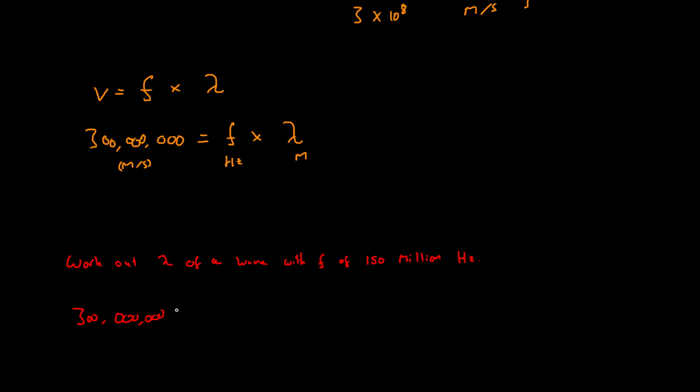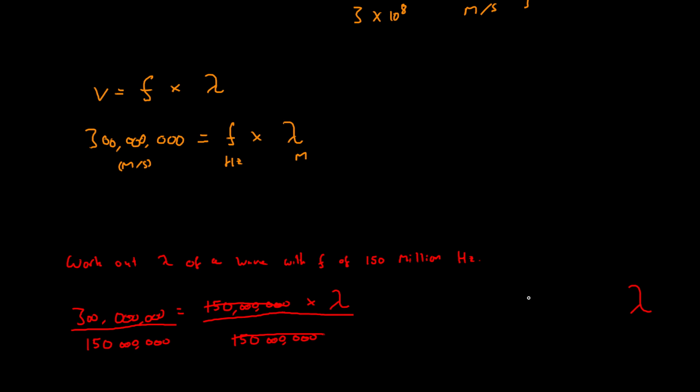300 million is equal to 150 million. Okay, I could have just used the word million here because they're both millions, but this is the easiest way to do it, or the most correct way to do it, multiplied by the wavelength. Now, to get the wavelength on its own, we're going to have to divide both sides by 150 million, like so. And what we're going to get is, of course, this 150 million cancels out this 150 million, leaving us just the wavelength on the right-hand side.